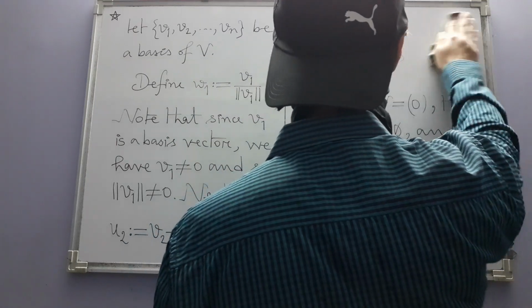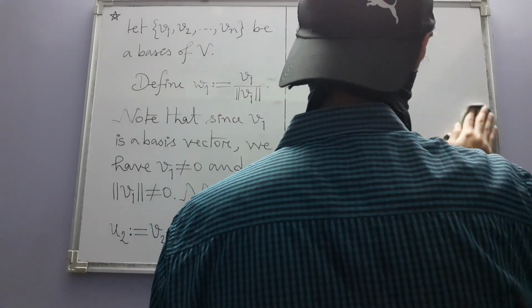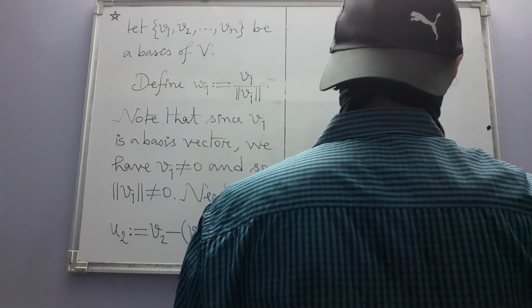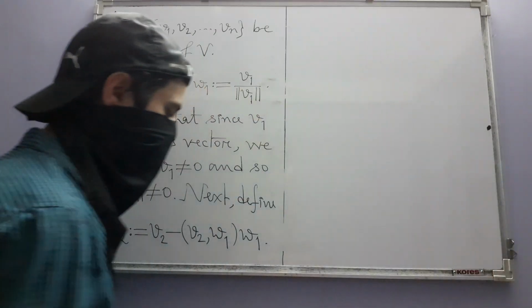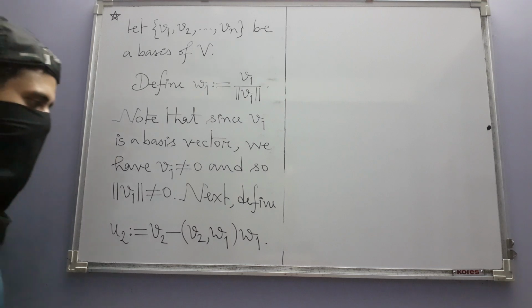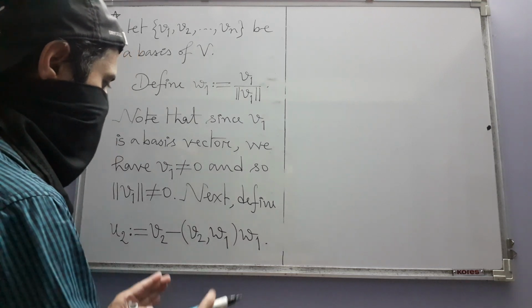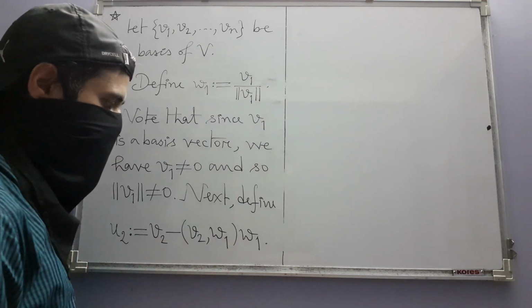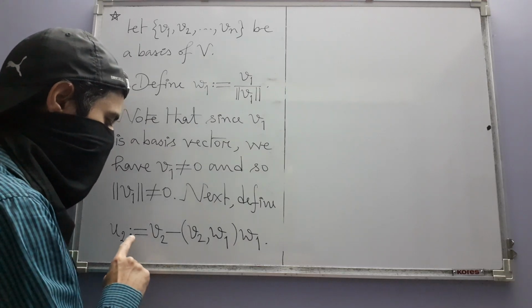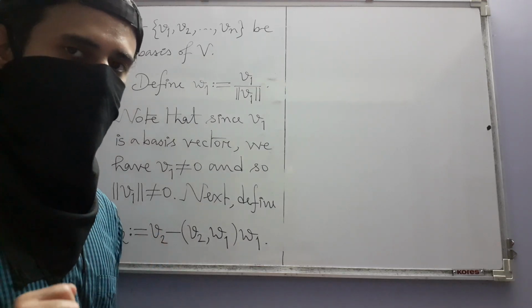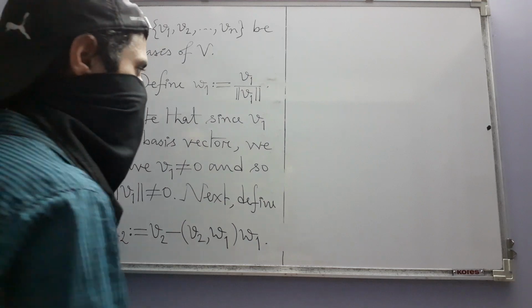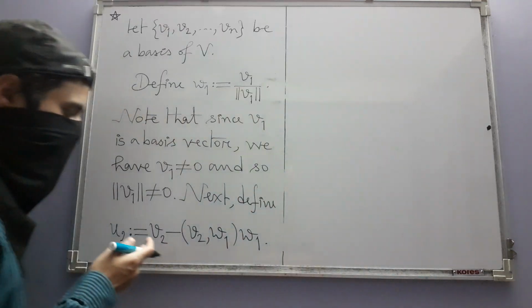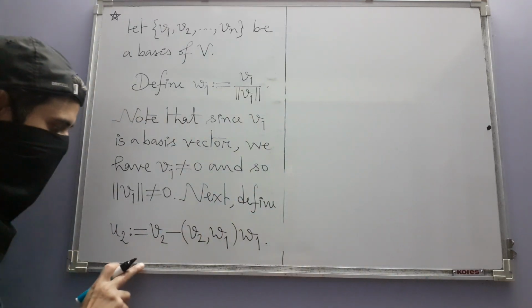There is a reason for considering this. Two reasons actually that will now be clear. Okay, so the first thing to note about this vector U2 is that U2 is not equal to 0. Let's see why. Once more, you just see what U2 is.